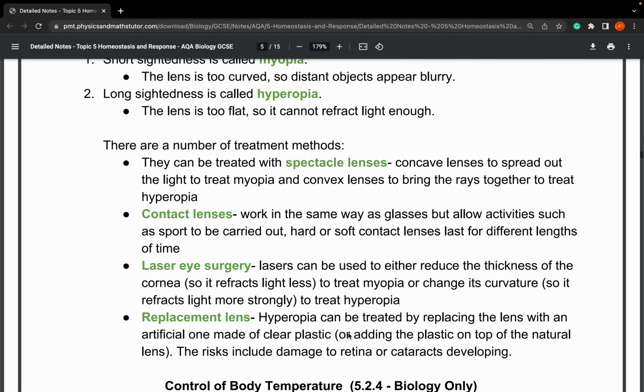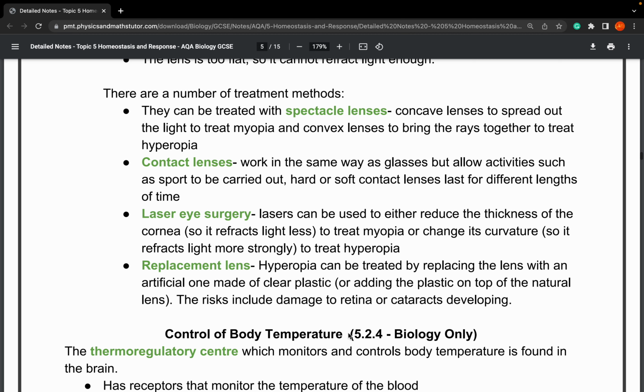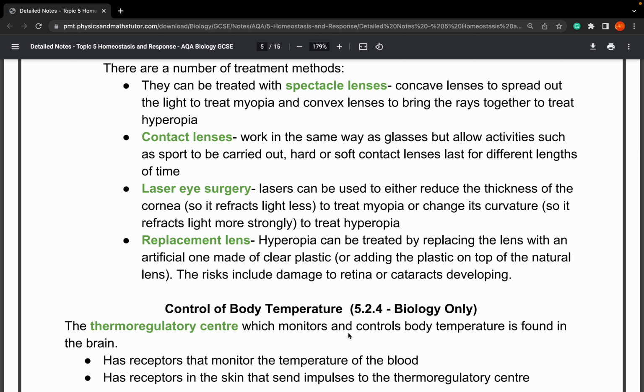There are a number of treatment methods we can use. It can be treated with spectacle lenses. A concave lens spreads out light to treat myopia, and a convex lens brings the rays together to treat hyperopia. How to remember this? If you see old people, in their glasses they will have a lens with a small round part. It's a convex lens. They put a convex lens because it is for hyperopia. For us, it is a concave lens. Okay, a concave lens is only for myopia. Okay, you can remember like that.